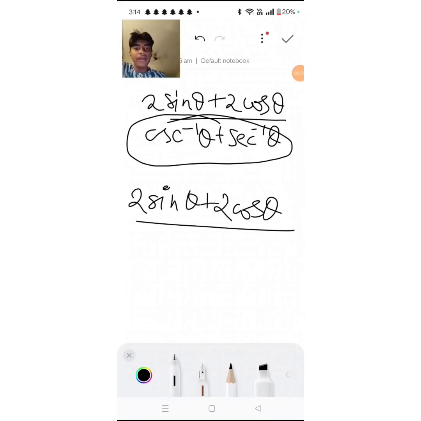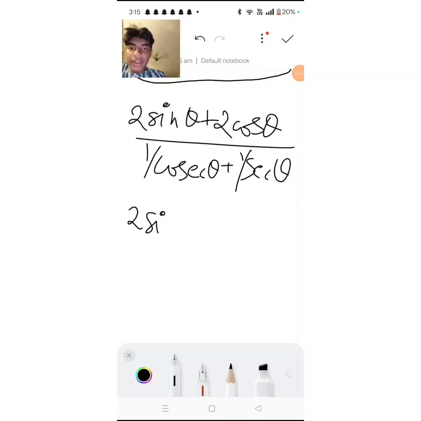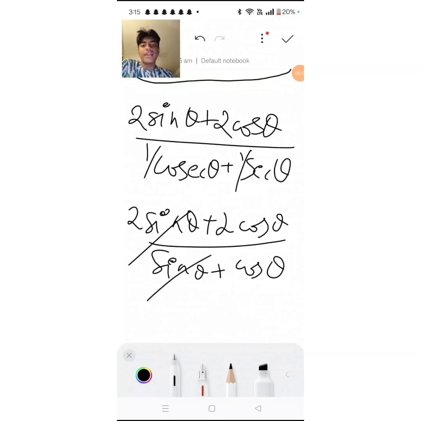Now, the denominator is 1 by cosec theta plus 1 by sec theta. Did I change anything? I did not change anything. Now, 2 sine theta plus 2 cos theta upon, now 1 upon cosec theta is just sine theta, right? Plus 1 by sec theta is just cos theta. Can I cancel the sine and sine, cos and cos? No. Why can't I do that? Because this plus is here, this plus is here. The entire thing is ruined.